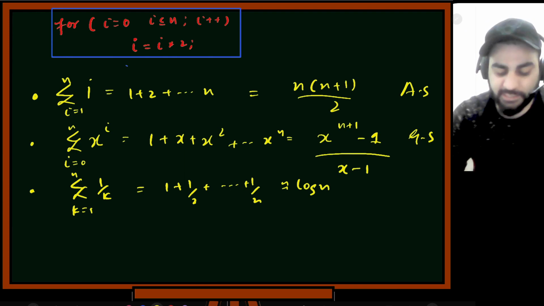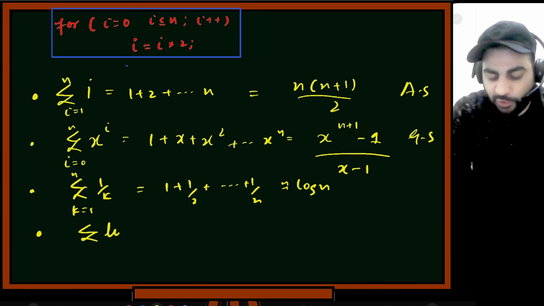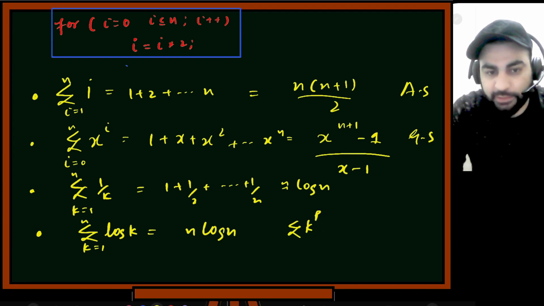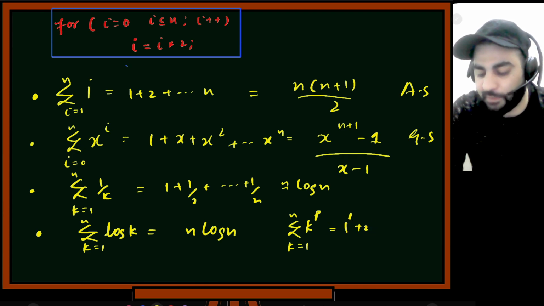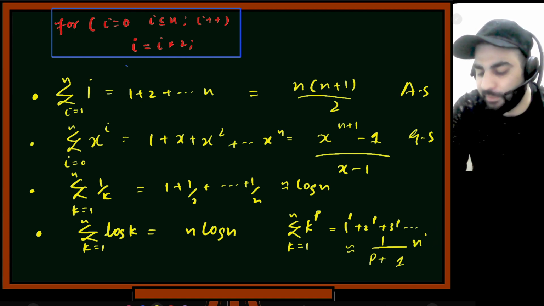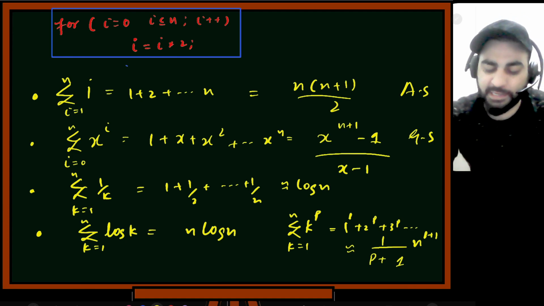Then we have other formulas as well. If you have the summation of log of k, where k goes from, let's suppose, 1 to n, this is equal to n log n. One more formula that I can write is the summation of k to the power p, where k goes from 1 to n. This is for example 1 to the power p plus 2 to the power p plus 3 to the power p, something like this. This is nearly equal to 1 divided by p plus 1 times n to the power p plus 1. You should write these formulas somewhere so that whenever you analyze an algorithm, these will be used.